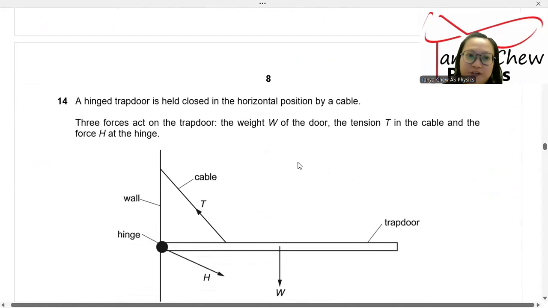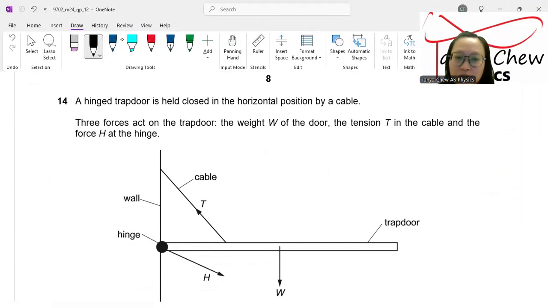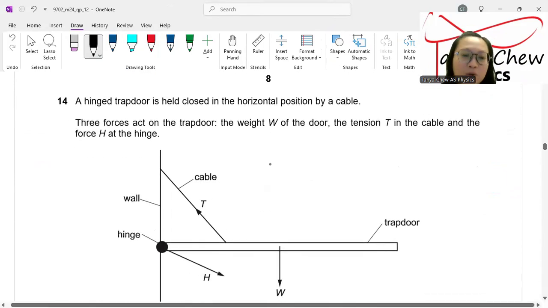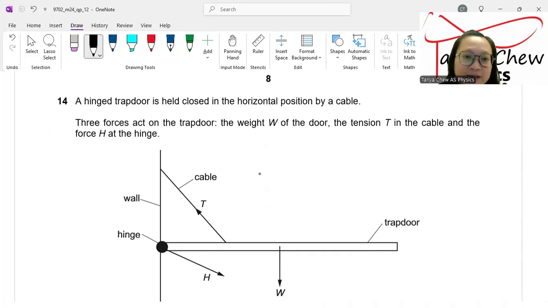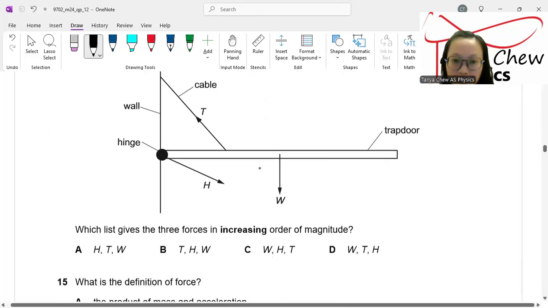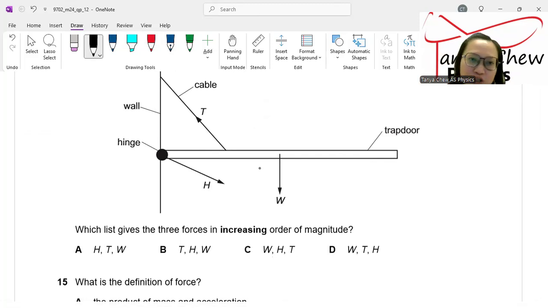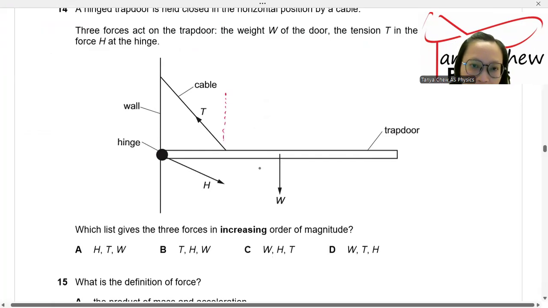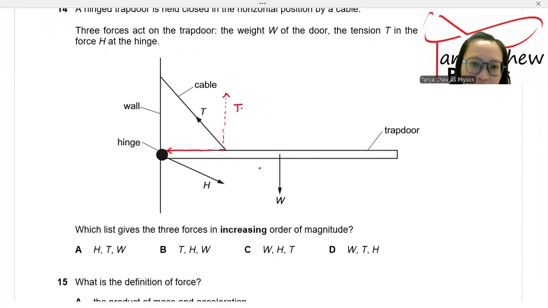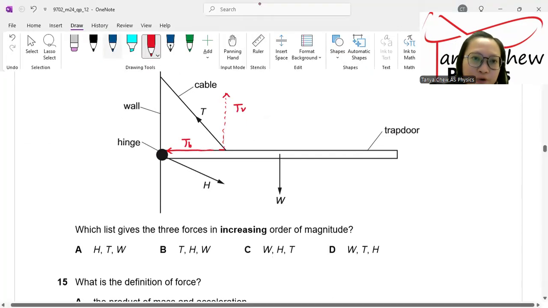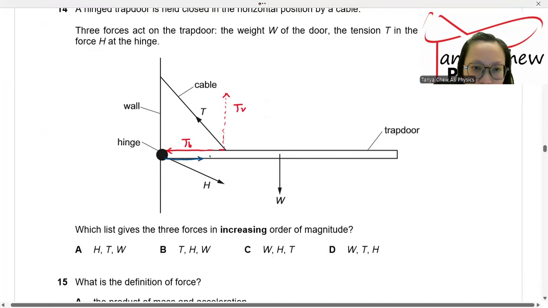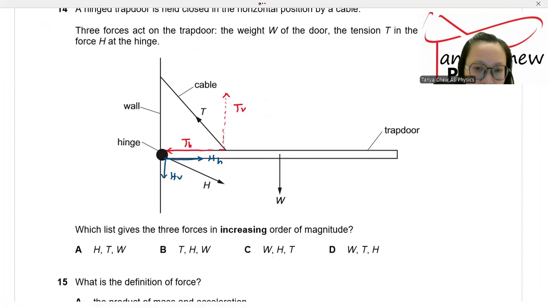Now, question number 40, repeated question. A hinged trap door is held closed in the horizontal position by a cable. Three forces act on the trap door: the weight of the door, the tension in the cable, and the force H at the hinge. Now, which list gives the three forces in increasing magnitude? Okay, I want you to look at tension. Could you see that tension can be resolved into horizontal and vertical, T horizontal. Same goes to H, can be resolved into H horizontal and H vertical. But weight is acting in vertical direction. It cannot be resolved, right? So weight appears to be the smallest one because it cannot be resolved, right? Say no to A or B.